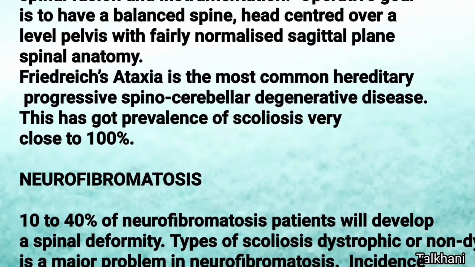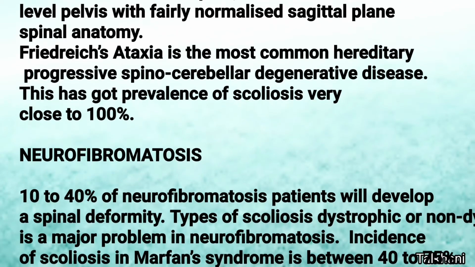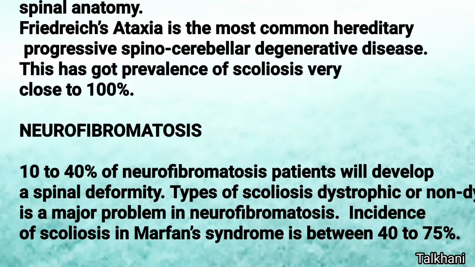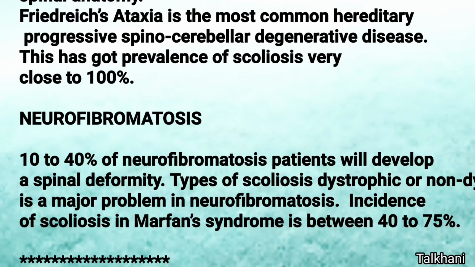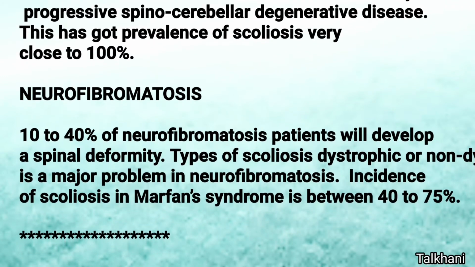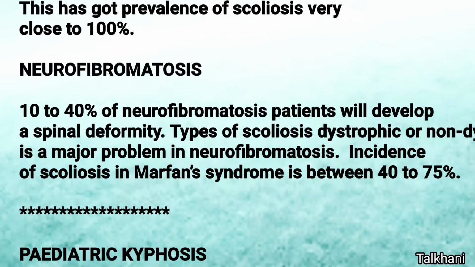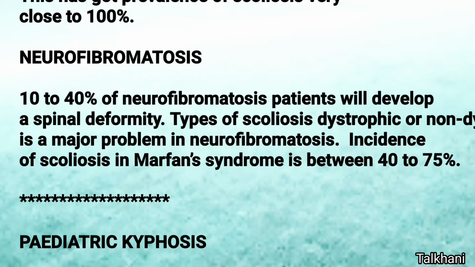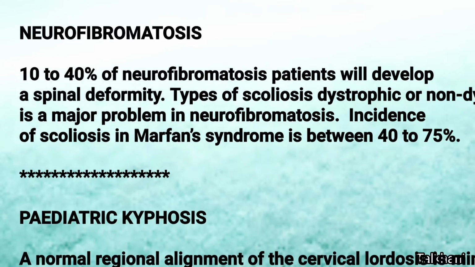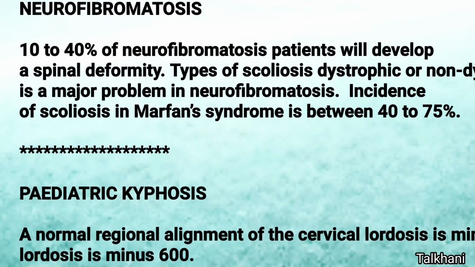Friedreich's ataxia is the most common hereditary progressive spinocerebellar degenerative disease. This has got prevalence of scoliosis very close to 100%. Neurofibromatosis. 10 to 40% of neurofibromatosis patients will develop a spinal deformity. Types of scoliosis can be dystrophic or non-dystrophic in neurofibromatosis. Pseudoarthrosis after spinal fusion is a major problem in neurofibromatosis. In Marfan syndrome, incidence of scoliosis is between 40 to 75%.